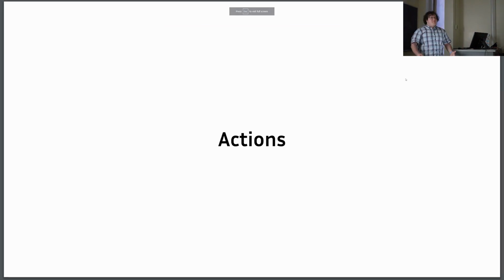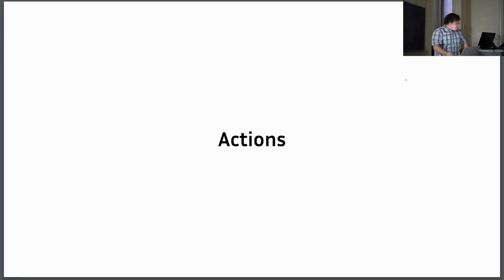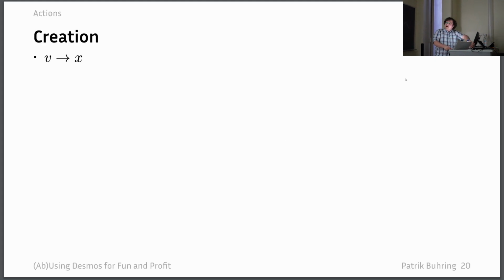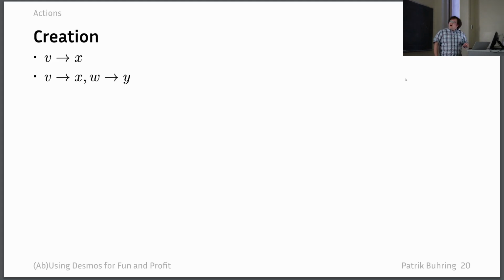So, the next step that we're going to look at is actions. Actions are the way that we get Turing completeness, in a sense, from Desmos. Actions are ways we just do things. As an example, if we want the variable v to become the value x, we just say v arrow x. You type this out by saying dash and then greater than sign. It'll just autocomplete for you. We can pair 2 actions together by saying one action, comma, the next action.